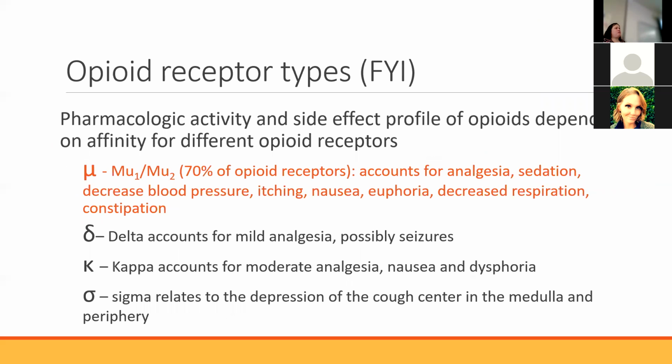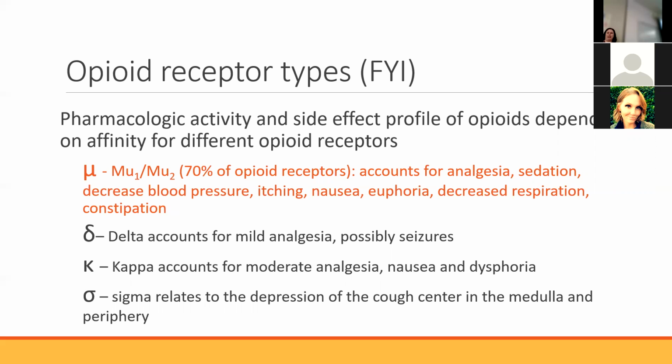There are multiple types of opioid receptors. We don't have drugs for all of them, but science is trying to understand a little bit better what all of these do, as well as potentially target them for better treatment of different things. But really the mu receptor is what we're talking about when we talk about opioids. So that is our analgesia, sedation, leads to decreased blood pressure, potentially itching, nausea, the euphoria, decreased respiratory drive, the constipation, all of that is mu.